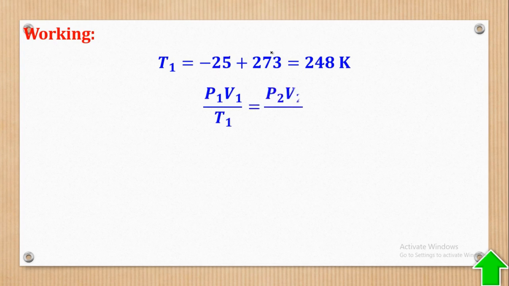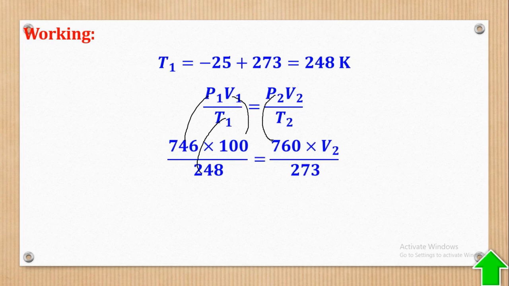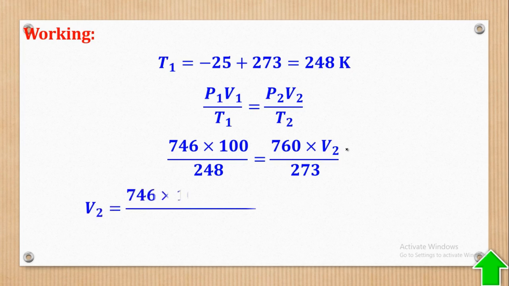Therefore, I'll use the ideal gas equation, P1 V1 over T1 is equal to P2 V2 over T2. The given pressure was 746, volume was 100, and temperature was 248 Kelvin. Then at STP, pressure is 760 and temperature is 273, and volume is what we want. So my aim is to make V the subject.